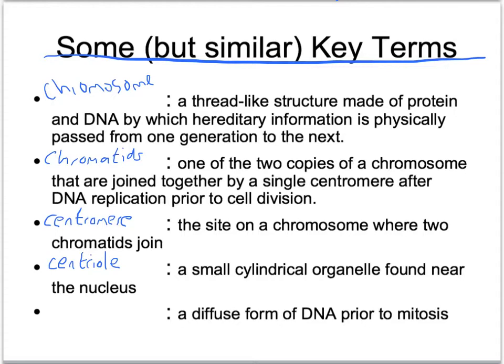Before the DNA condenses into chromosomes, it's in its diffuse form, and this is the vast majority of the cell cycle. It's known and referred to as chromatin. Okay, so very similar words, but very different meanings. Chromosomes, chromatids, centromere, centriole, and chromatin.